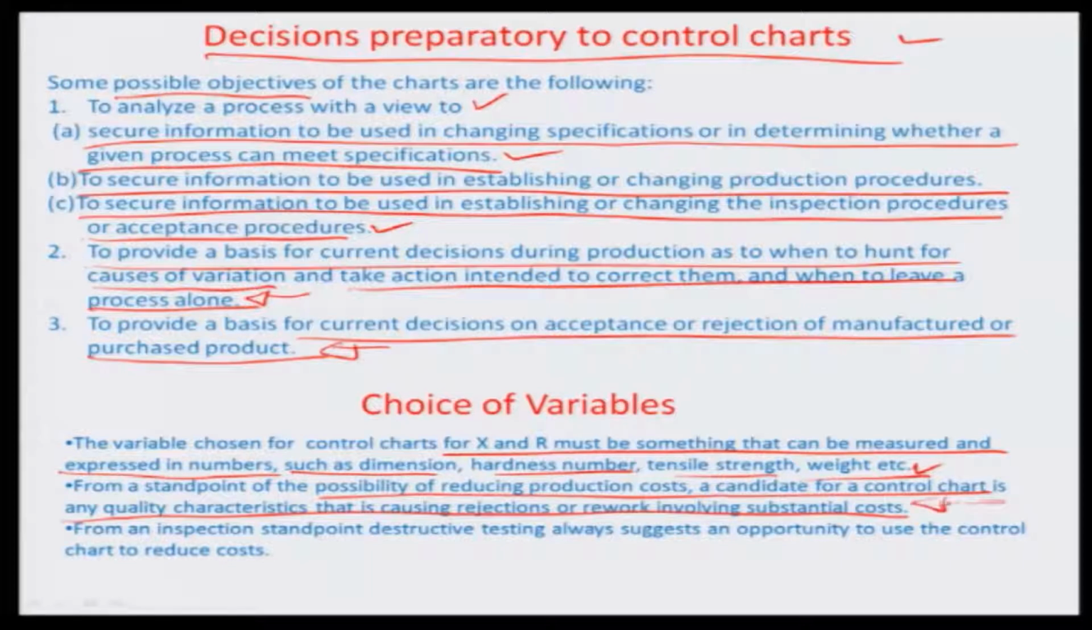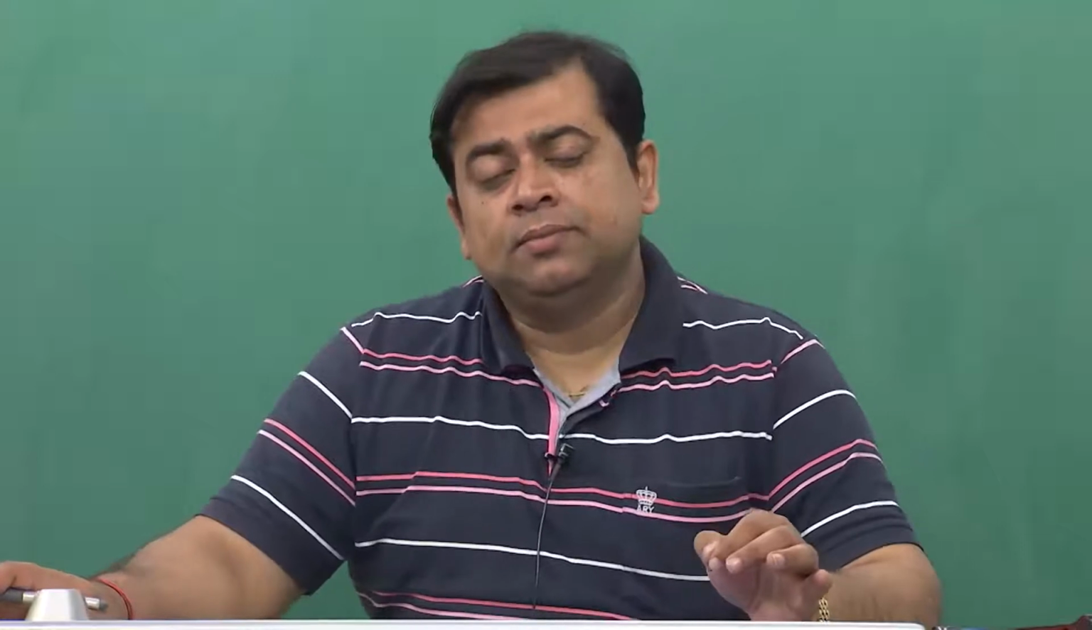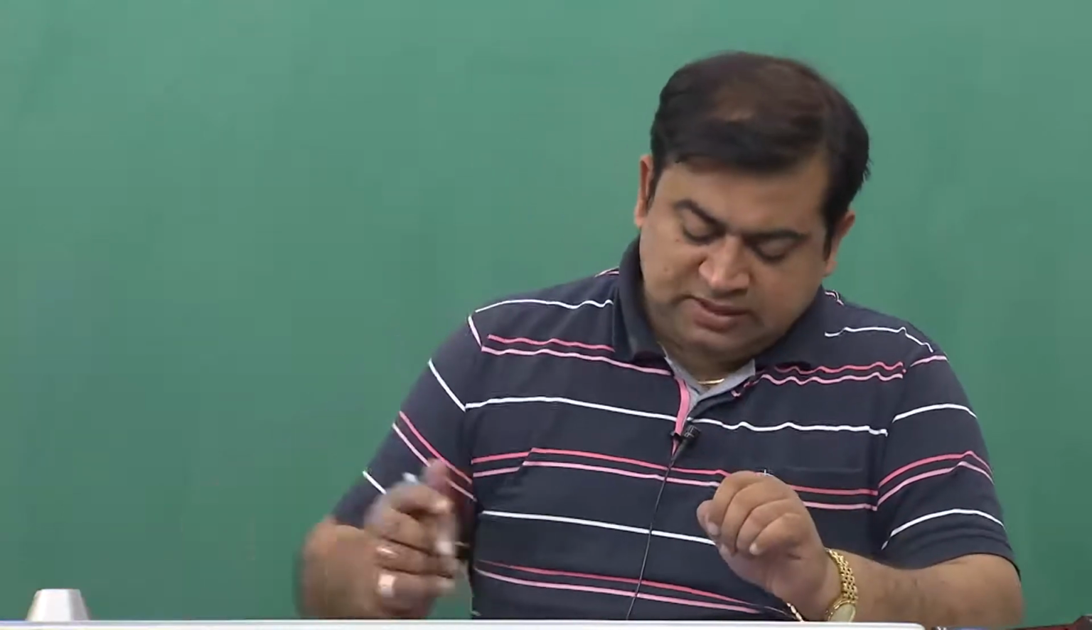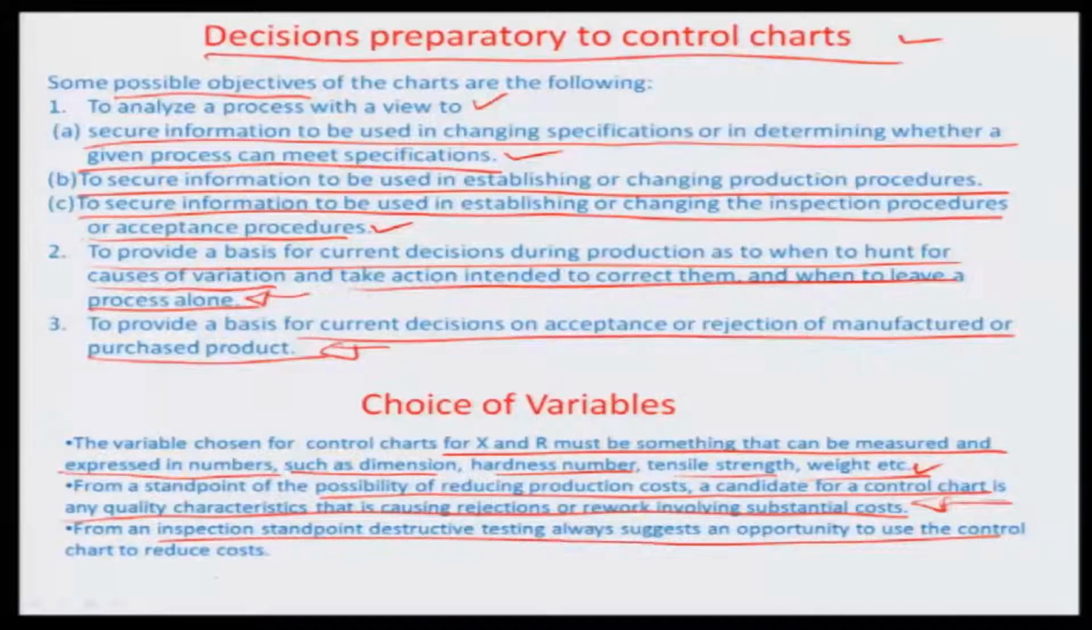So that decision making is really your business. You are the process owner, associated with the daily maintenance and production activities related to a process. So you are the best judge to comment about what are those perennial causes. That could be done by Pareto analysis or some other analysis, as has been shown before, which would lead to the rejections and the rework. Particularly where substantial costs are involved because of rejection and rework, those are the points which you could split up into measurable quantities, which you then need to control using the control chart logic. And from an inspection standpoint, destructive testing always suggests an opportunity to use the control chart.